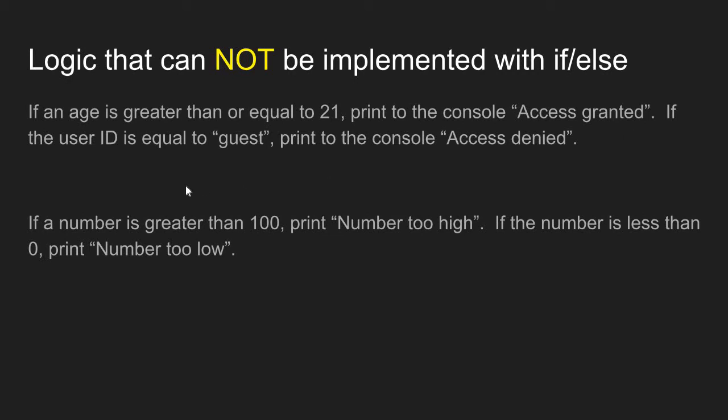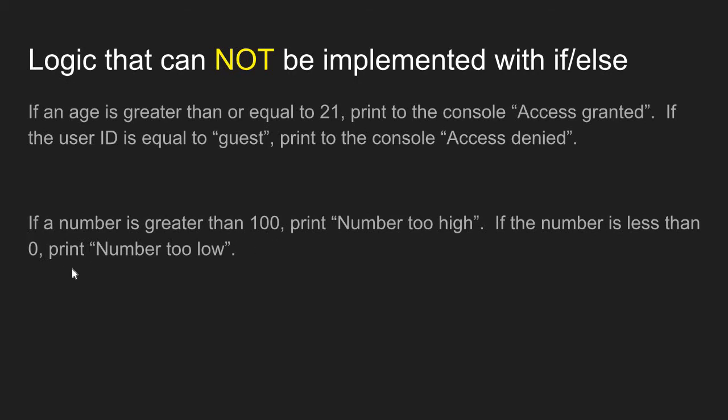Let's look at another example. If a number is greater than 100, print number too high. If the number is less than 0, print number too low. Again, here's an example that looks like it might be implementable with an if-else statement, but let's look at our conditions. Here I'm testing that a number is greater than 100, and in the next condition I'm testing that it is less than 0. But there is still a whole range of numbers in here that we are not taking into account. So what do we do if the number is between 0 and 100?